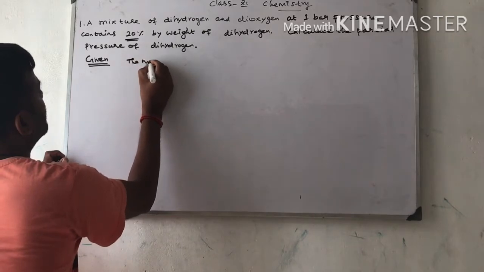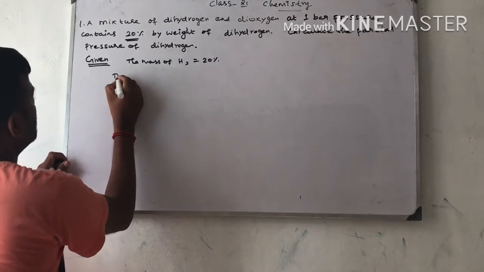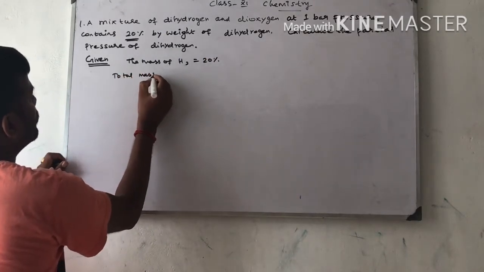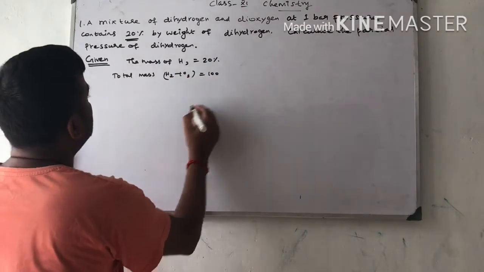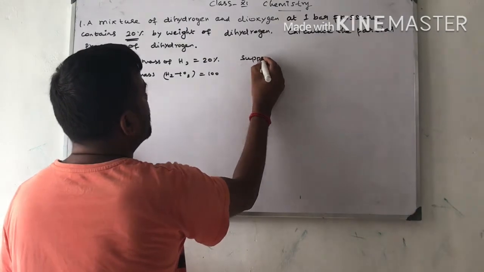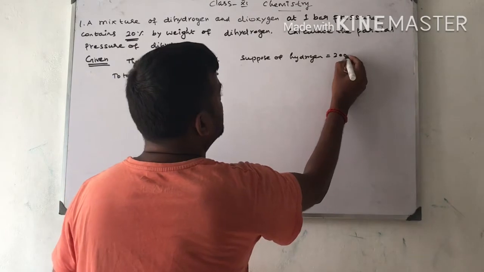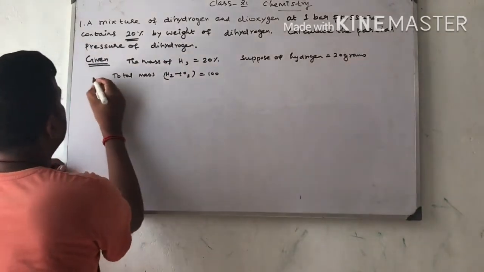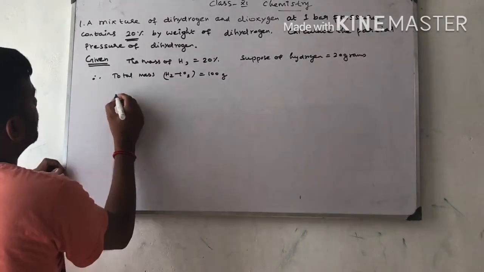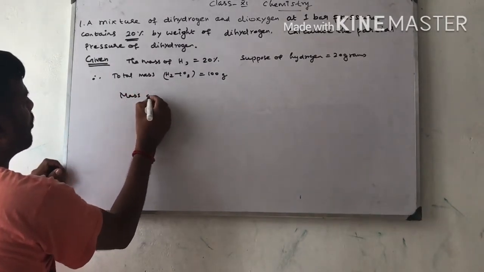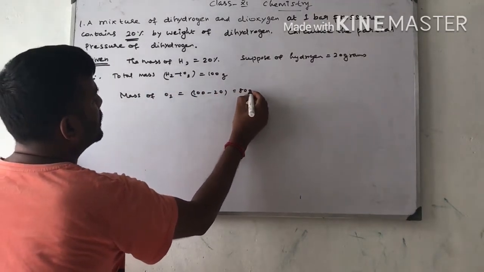Mass of hydrogen is equal to 20%. Total mass is hydrogen plus oxygen mixture, equal to 100. Suppose mass of hydrogen is equal to 20 grams. Then the total mass of the hydrogen-oxygen mixture is equal to 100 grams. Therefore, mass of oxygen is equal to 100 minus 20, which is 80 grams.